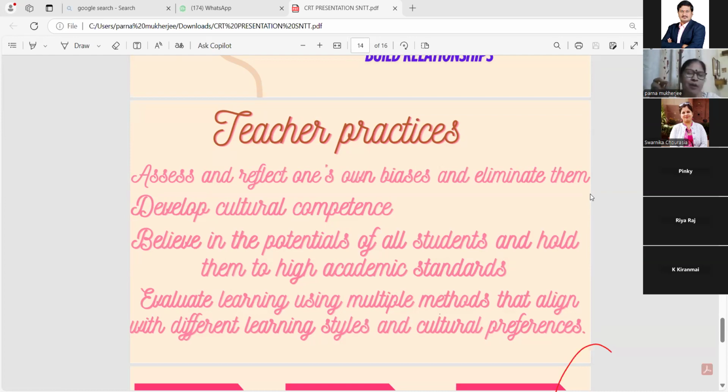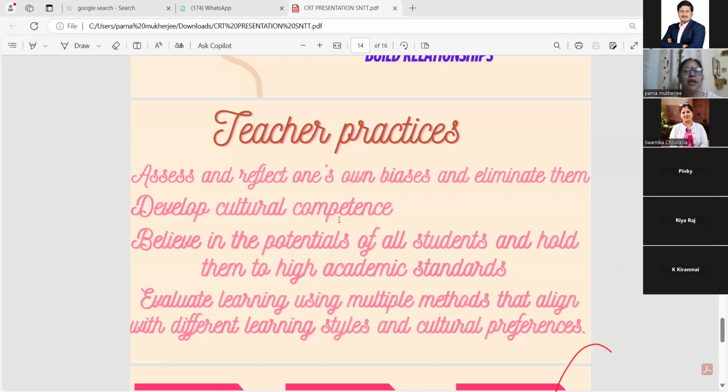Maybe your language or culture, your caste, your religion, your community, your gotra. Does it work? It works in many, many institutions I've seen. So please assess and reflect on your own biases. And if you feel that you have it, okay, we have understood that we have it. Now what we have to do is gradually eliminate it.